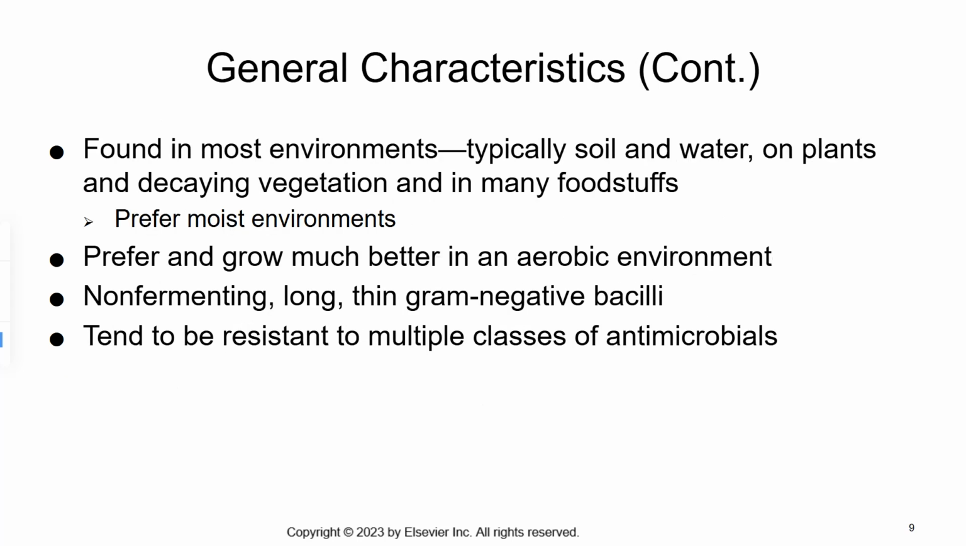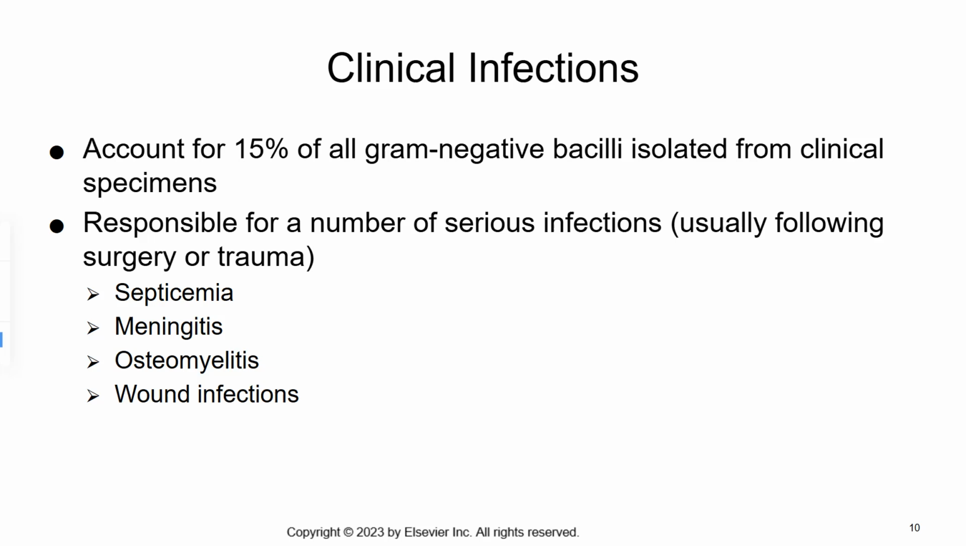They're found in most environments, typically soil and water, on plants and decaying vegetation, and in many foodstuffs. They prefer moist environments. They prefer and grow much better in aerobic environment. Non-fermenting, long, thin gram-negative bacilli. They tend to be resistant to multiple classes of antimicrobials. They account for about 15% of all gram-negative bacilli isolated from clinical specimens. They're responsible for a number of serious infections, usually following surgery or trauma, septicemia, meningitis, osteomyelitis, or wound infections.